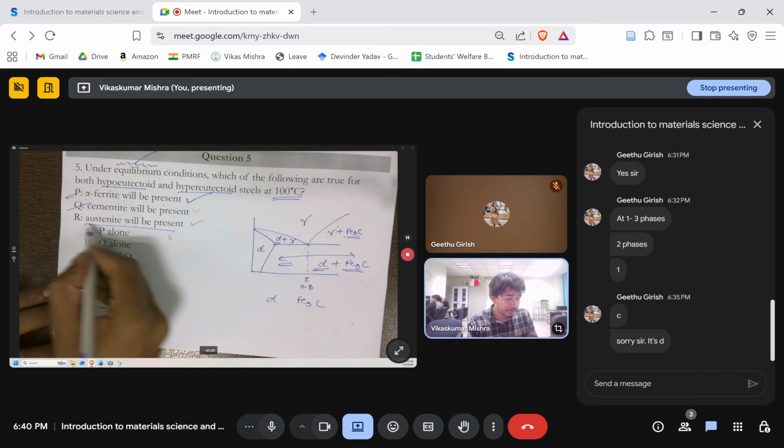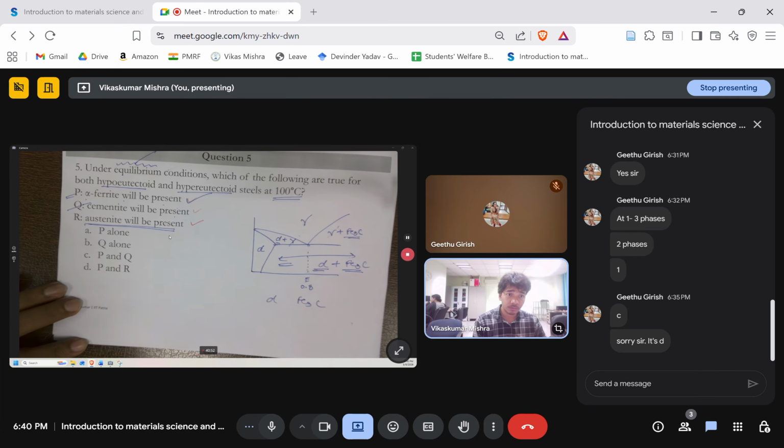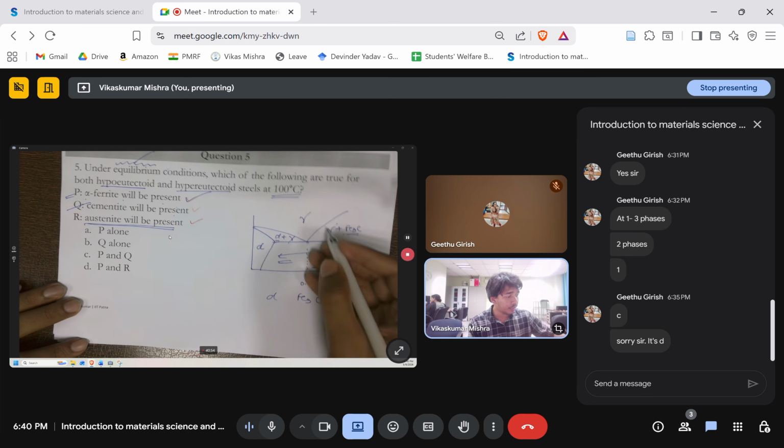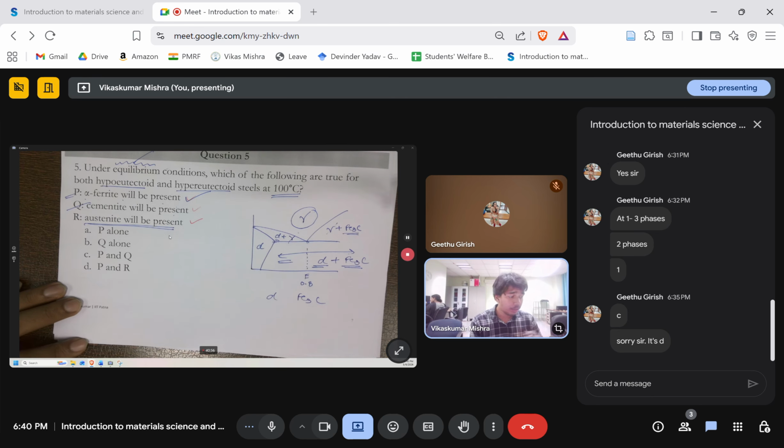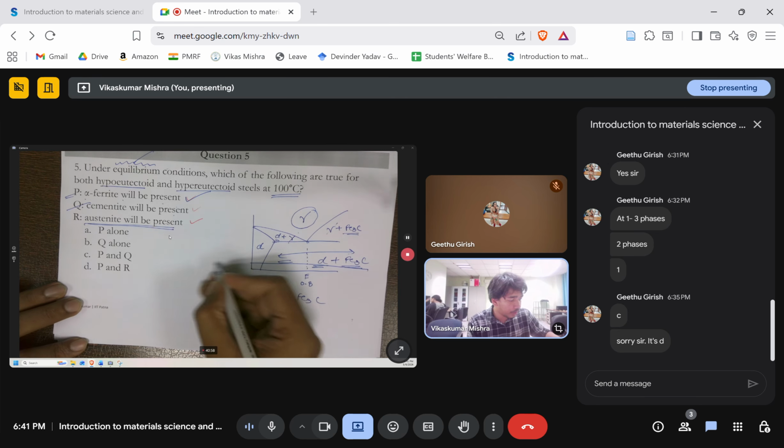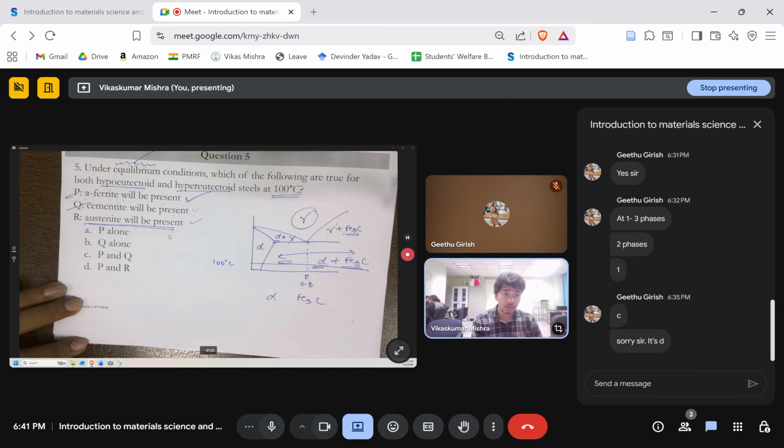Austenite will be present. Option D. No, austenite will not be there. Austenite has already transformed because we are around this particular temperature, 100. At this temperature, the entire austenite has already transformed.